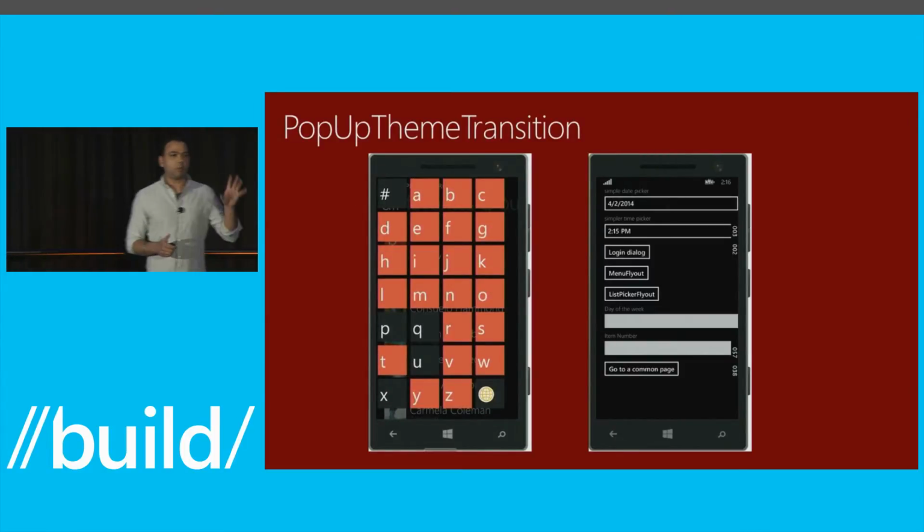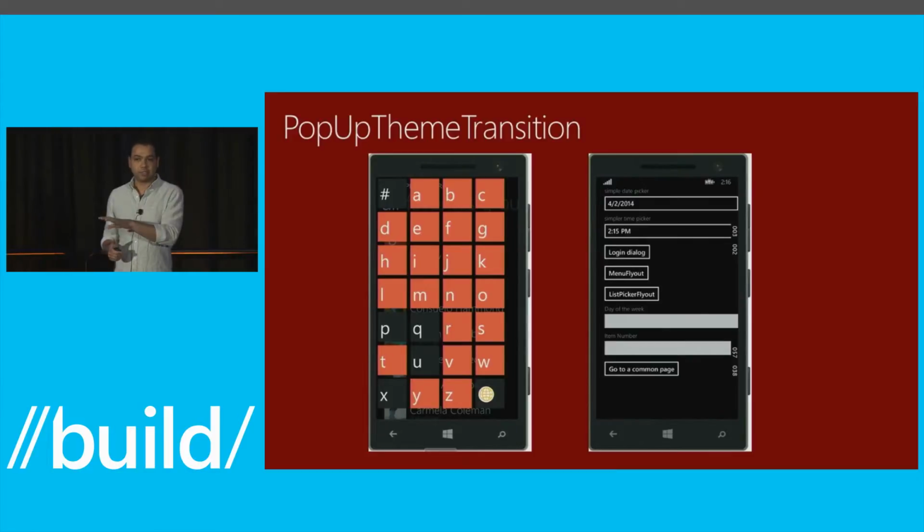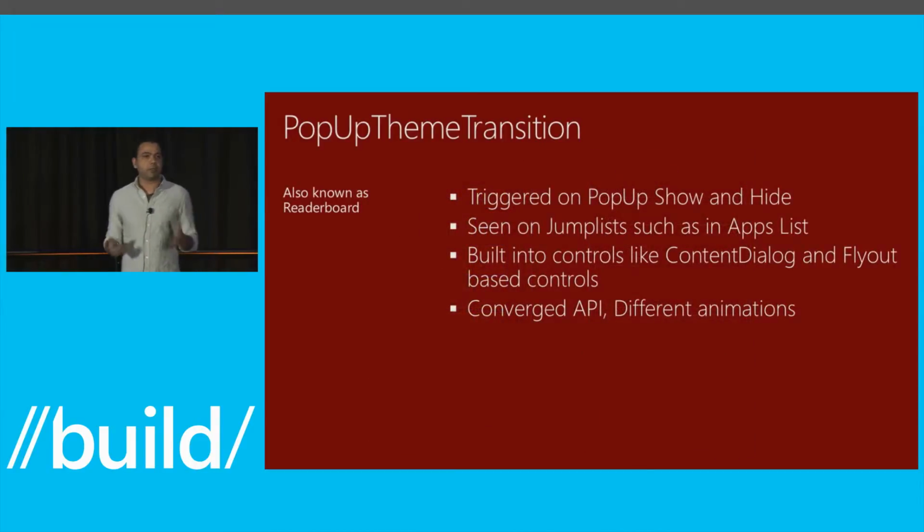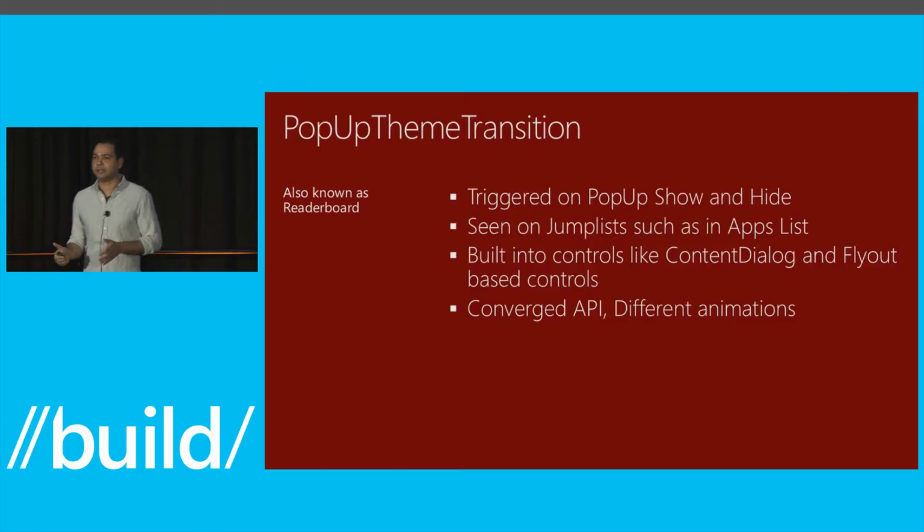This is an animation that you're probably familiar with. This is what the apps list does right now on Windows Phone, though we made a few tweaks to this animation and how it looks. The cool thing about this pop-up theme transition is it's the same API that's on Windows. It's built into a lot of controls by default: the jump list that you just saw, the content dialog, any flyout-based controls that require it. Wherever we thought it made sense, we have built this into the framework, so you don't have to do any work there. But in some cases, let's say you create a new flyout-based custom control and you want to use this animation. It is available for you to use.